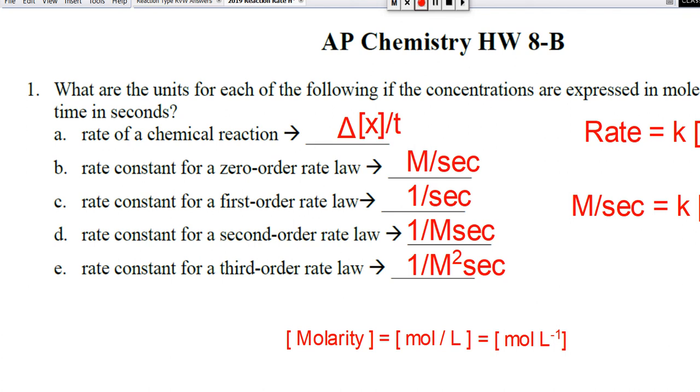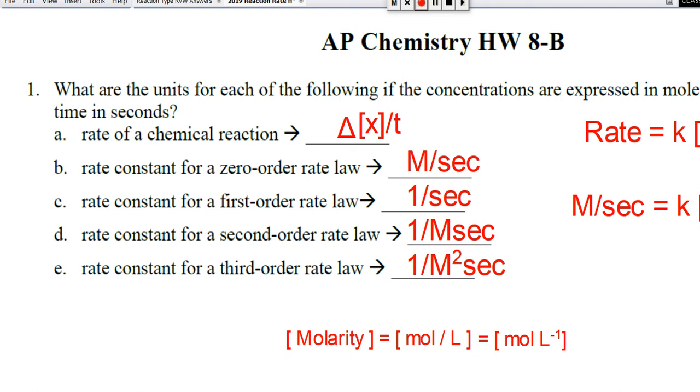I pretended that because to see t to the -1 is kind of weird. So I usually just use seconds as the base time unit. It could be any time unit though. Minutes, hours, days, mega days. No, not mega days. But it could be any time unit. It just depends on how fast or slow your reaction is what they would use.